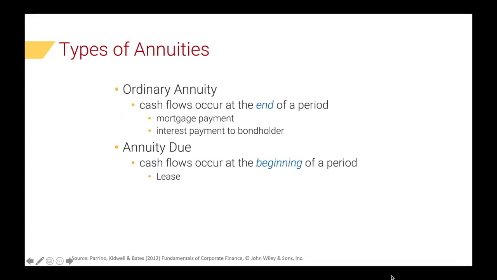Types of annuities. Ordinary annuity is when cash flows occur at the end of a period, for example, a mortgage payment or an interest payment to a bondholder.